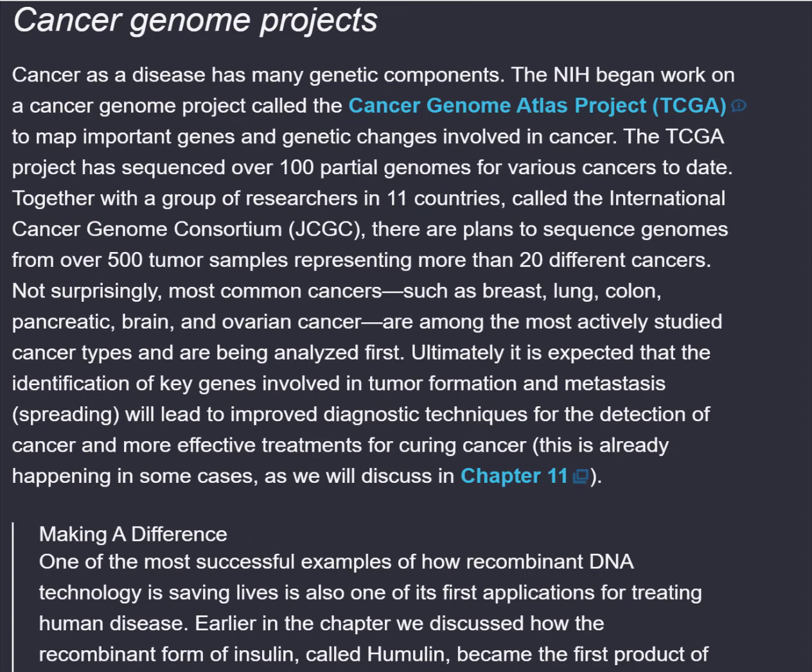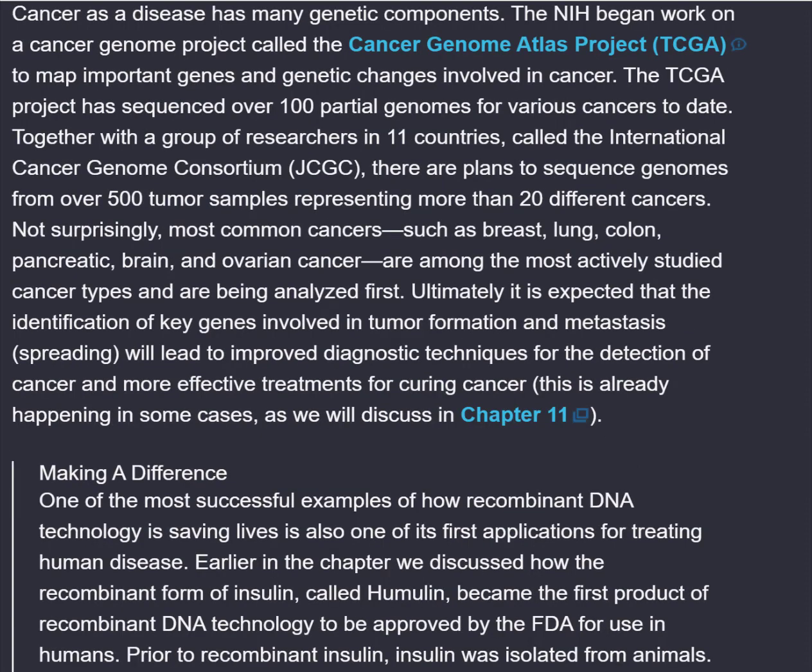Cancer Genome Projects. Cancer as a disease has many genetic components. The NIH began work on a cancer genome project called the Cancer Genome Atlas Project, TCGA, to map important genes and genetic changes involved in cancer.